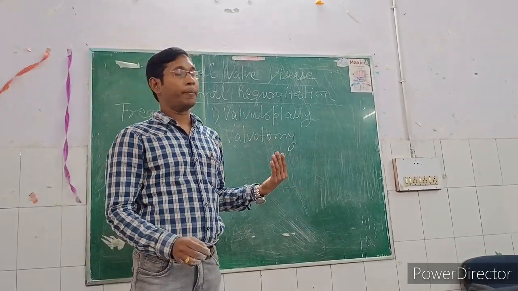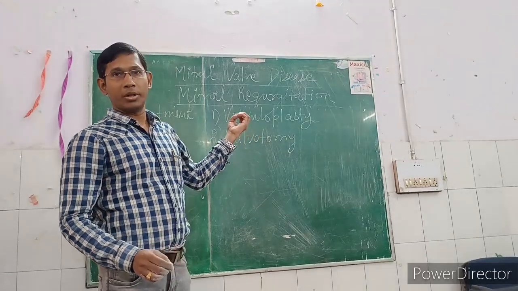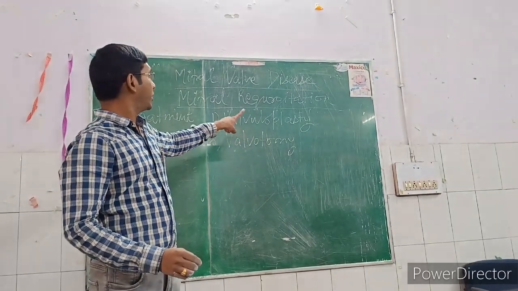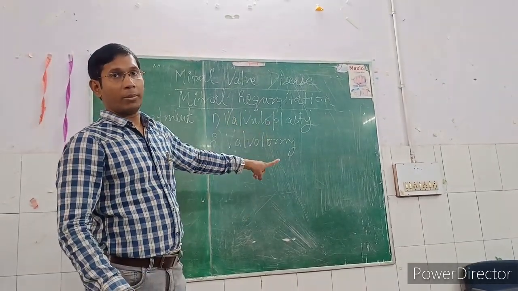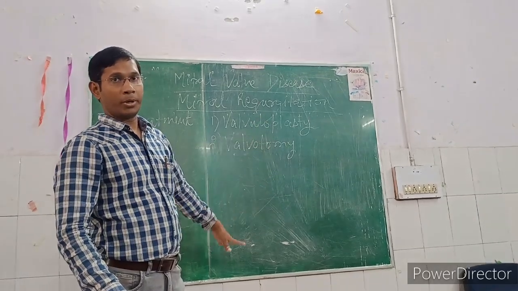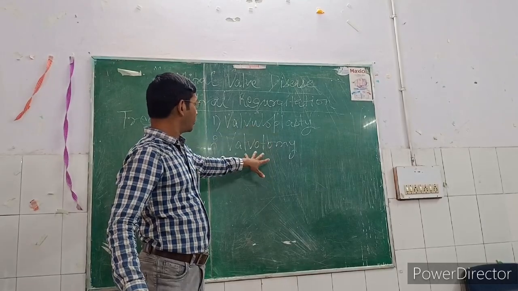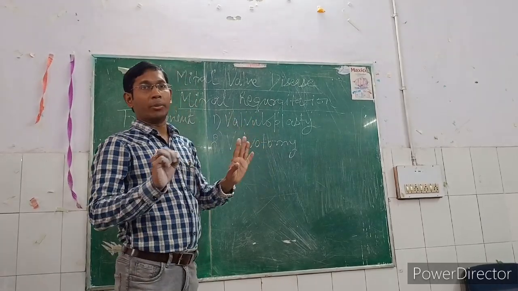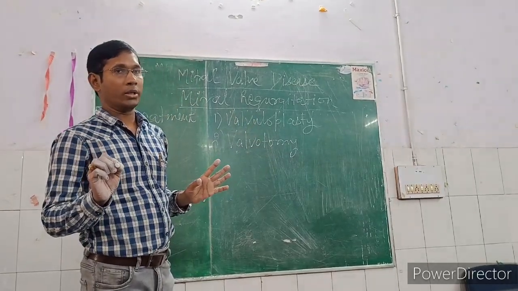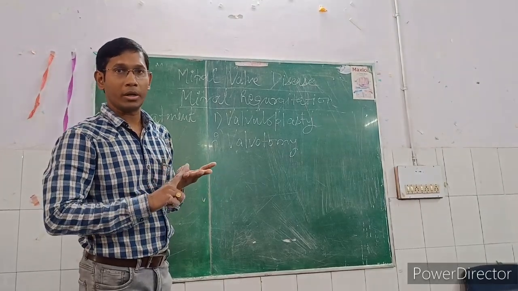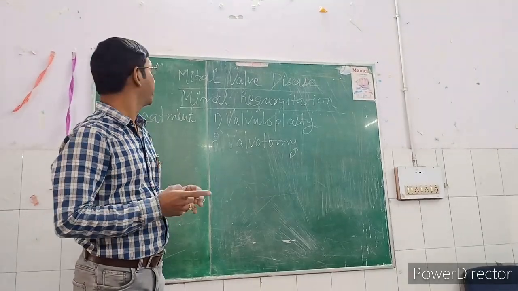Remain regurgitant lesion. Although, if there is associated MS and MR also, and MS is predominant, then again we go for valvuloplasty. So valvuloplasty ultimately becomes the treatment of choice, interventional treatment of choice, both in mitral stenosis and mitral regurgitation.